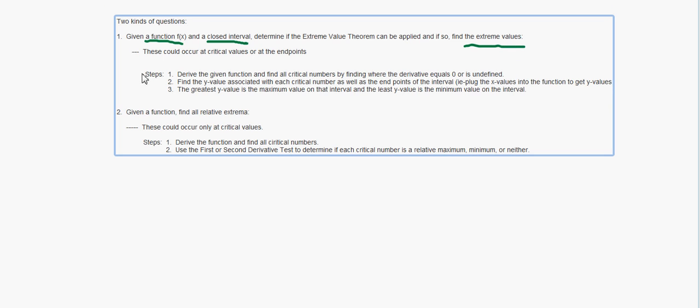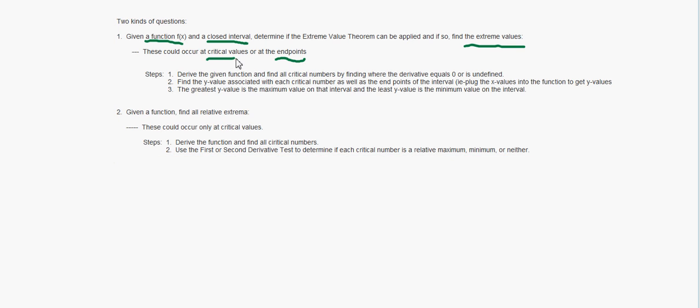Well, the steps to doing that, very simple. Number 1, derive the function, find all the critical values. That's not bad. Derive it, set the derivative equal to 0, and then find where it's 0 and where it's undefined. Once you have those points, they're the only possible places where a maximum and minimum could happen, along with the endpoints. Okay, so we're checking critical values and endpoints.